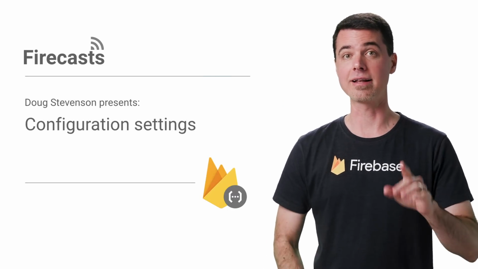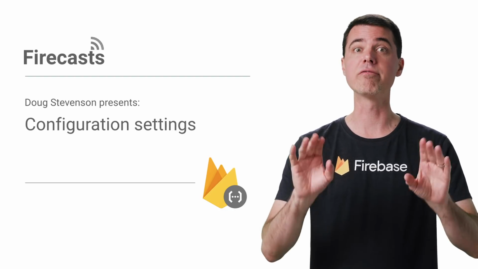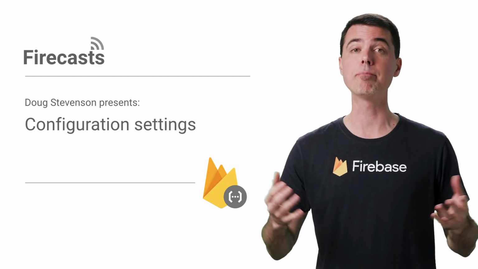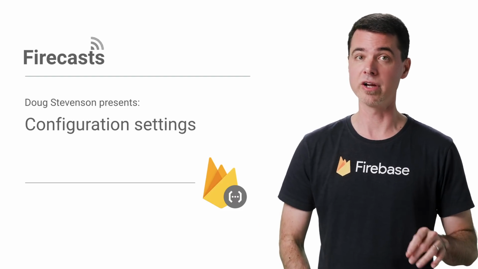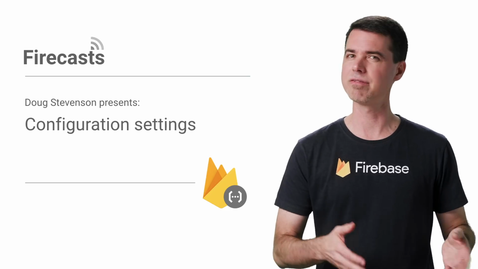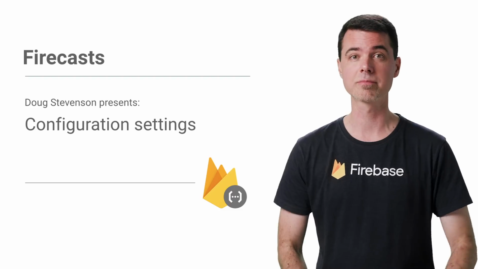My name is Doug, and last time you learned about enabling retries on your background function. This is a very special configuration, and it has a big effect on the way your function receives events. There are other configurations you should know about as well, because the defaults might not be the best for your case. So, let's see what Cloud Functions offers.